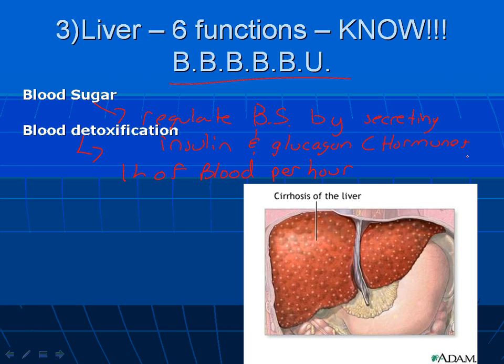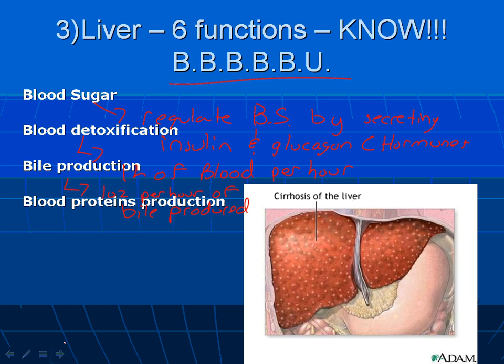And the next one we have is bile production. So this is where this next fact was. There's about 1 ounce per hour of bile produced. Blood proteins, so specific proteins that are going to be used in blood, like hemoglobin, they're going to be created here.